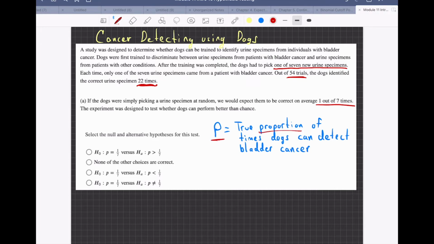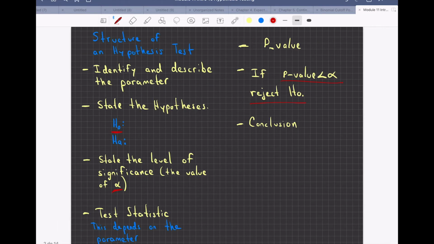Proportion. P is from proportion. That okay? This is the parameter from the population. Now, first, identify and describe the parameter, the first step. Step number 2, state the hypothesis.